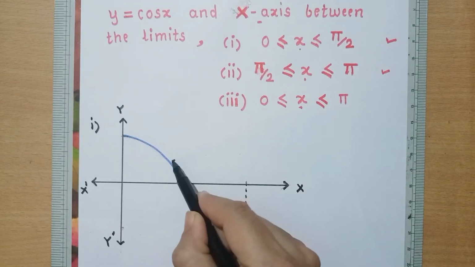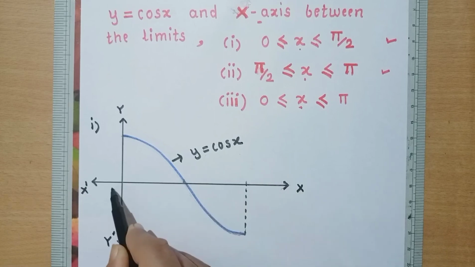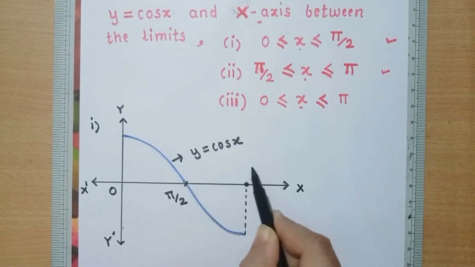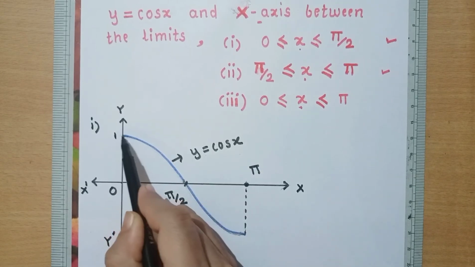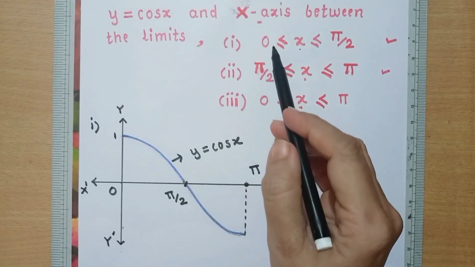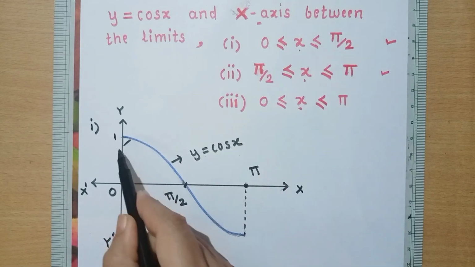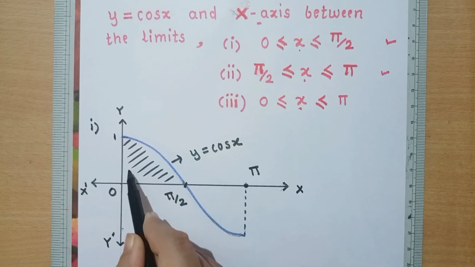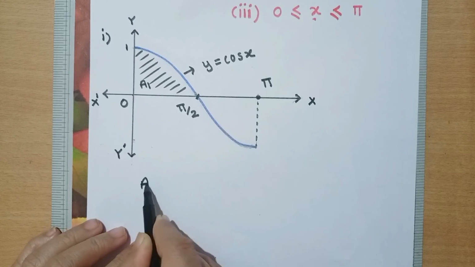This is the y equals cos of x curve, and we know this is the origin, this is pi by 2 and this point is pi, and we know cos of 0 is 1 and cos 90 is 0. So we have to find the first one. X lies between 0 to pi by 2, that means this area. Let this area be A1, and let's find this A1 area.